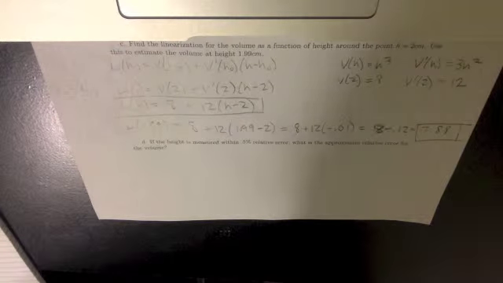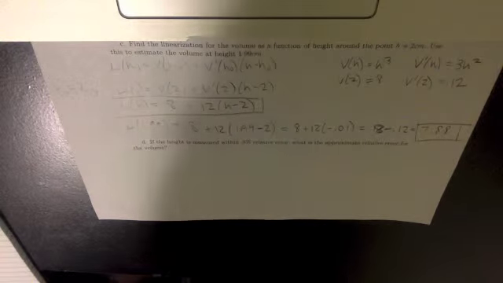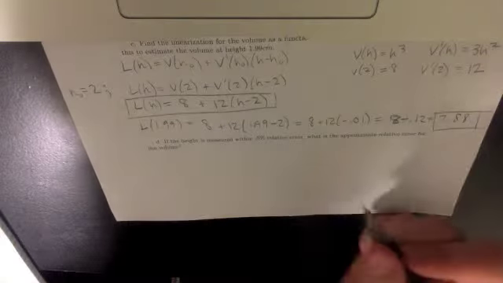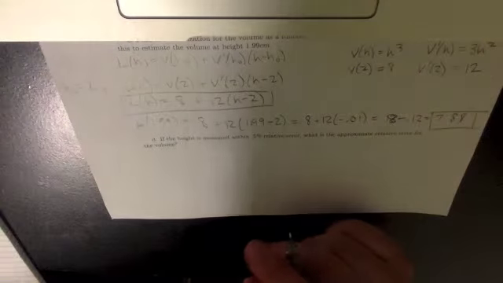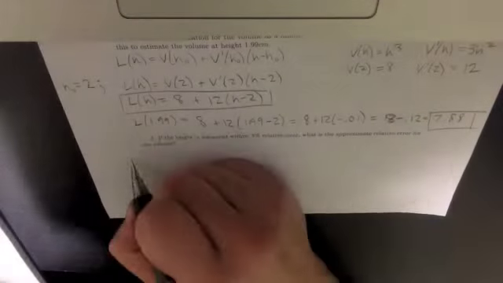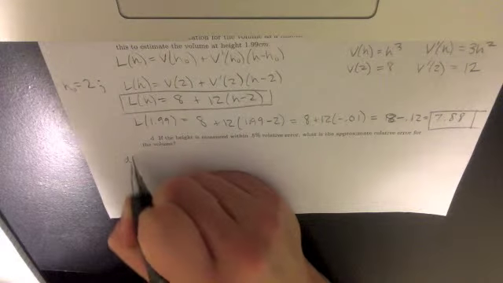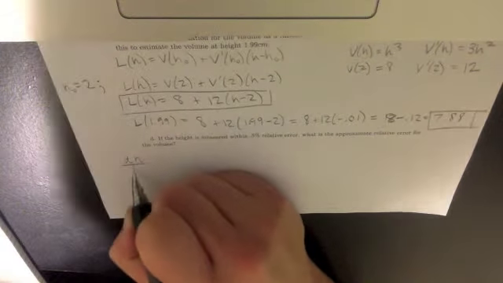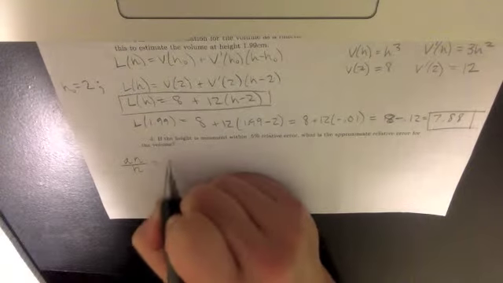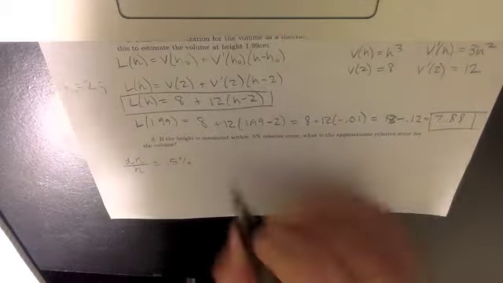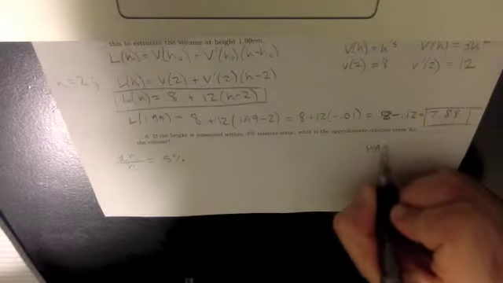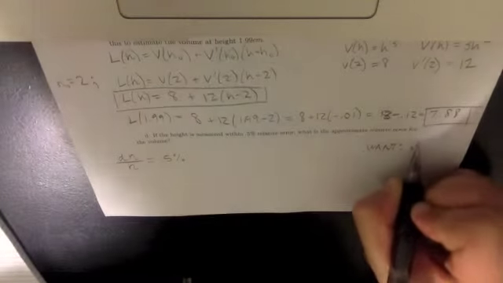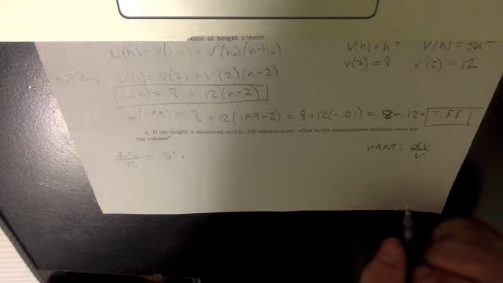Now they say if the height is measured within 0.5% relative error, what is the approximate relative error for the volume? So they tell us that the relative error for height is less than or equal to 0.5%. So remember, relative error is dh over h, so that's 0.5%. And we want to find the relative error for the volume, which is dV over V.